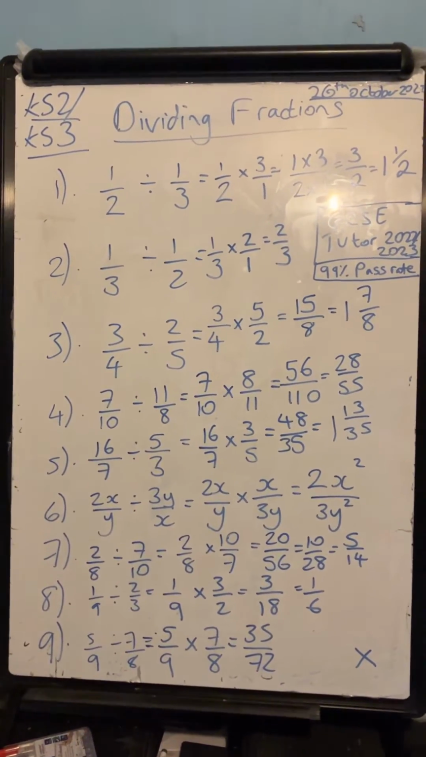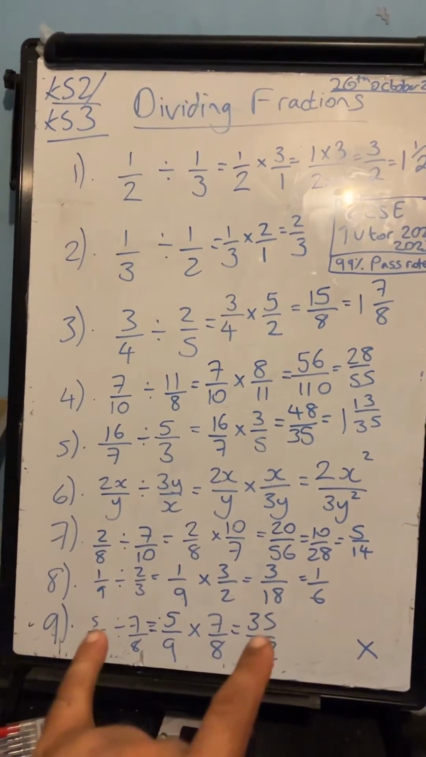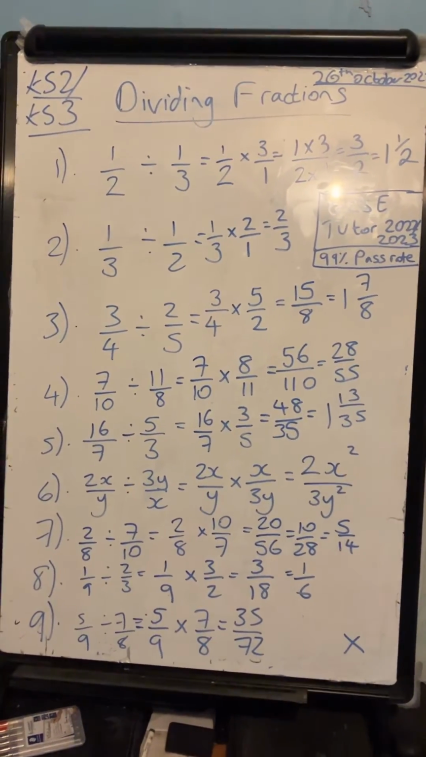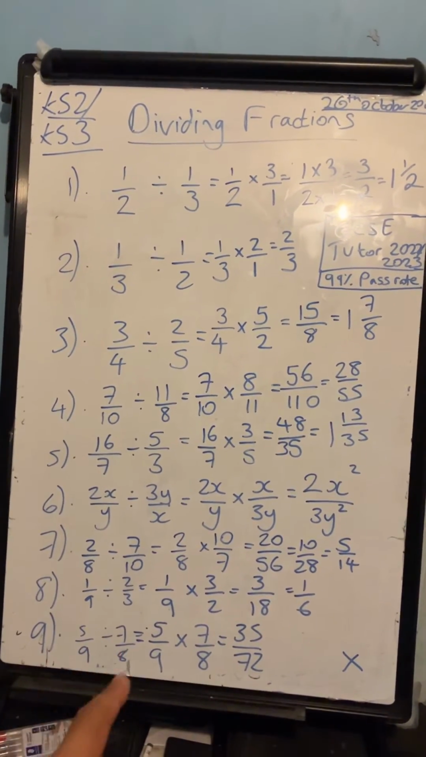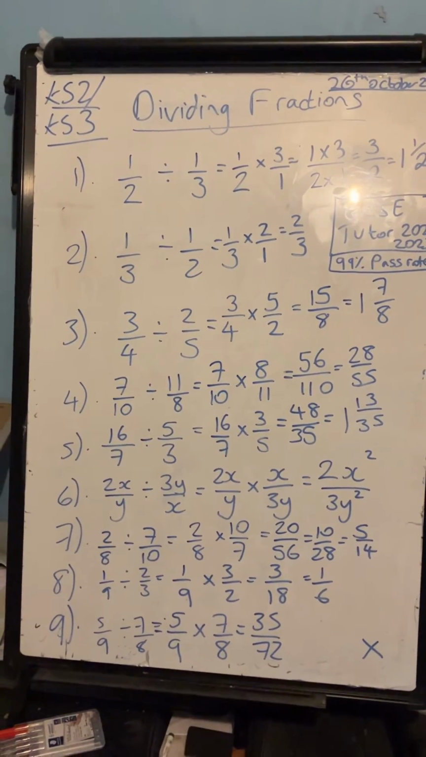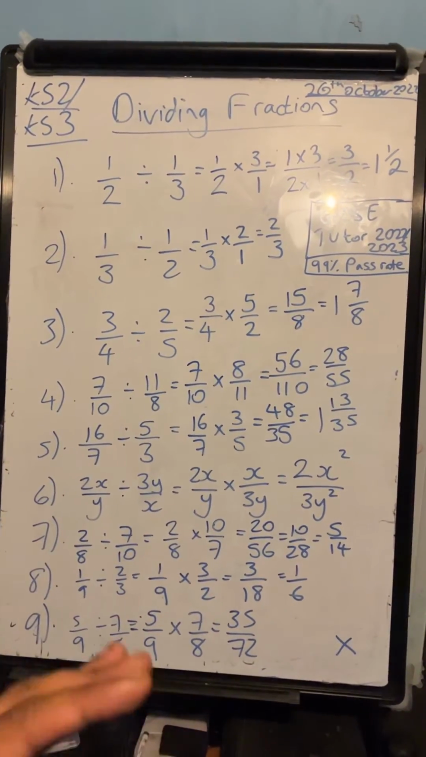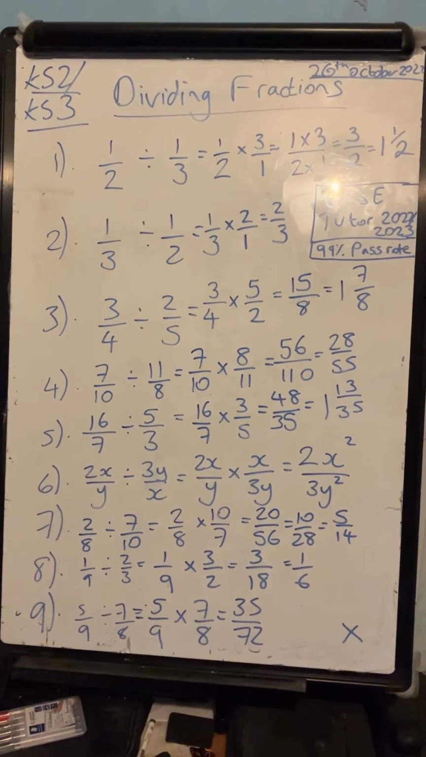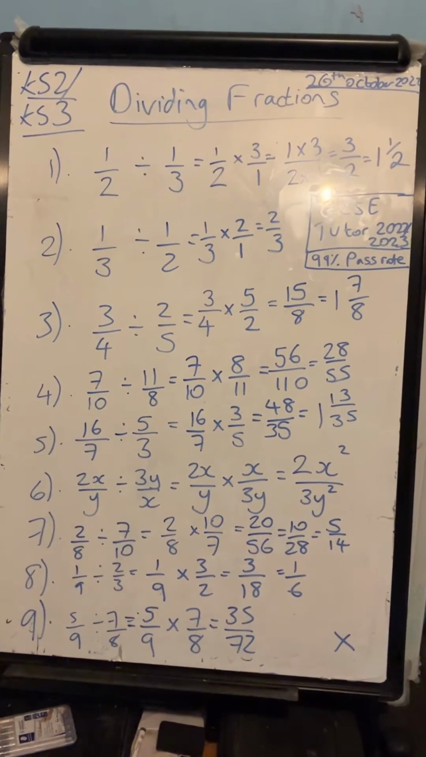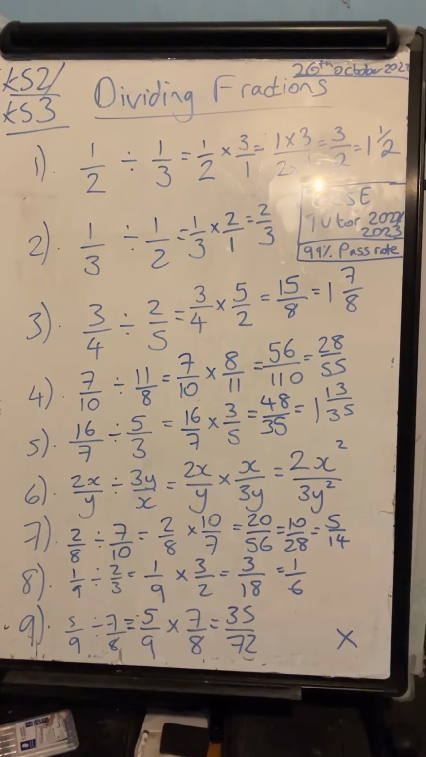Question number 9. This time, guys, I've put a question mark here and I've put a mistake here. So in the comment section, I want you to tell me why question number 9 is wrong. Because I could argue that 5/9 divided by 7/8 is 5/9 times 7/8, 5 times 7 is 35, and 9 times 8 is 72, which is correct. But I have made a mistake here, so I want you to tell me in the comment section where and how my mistake is, and correct me by giving me the correct answer for question number 9.